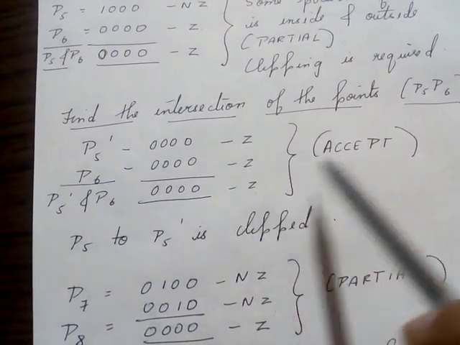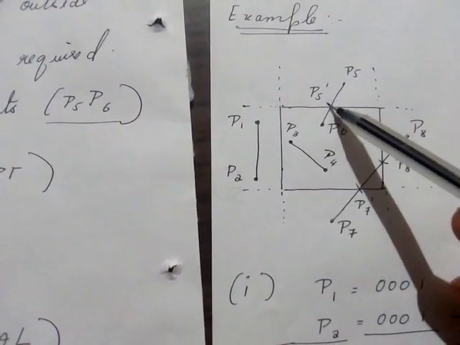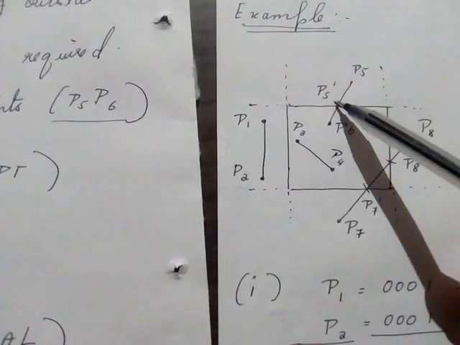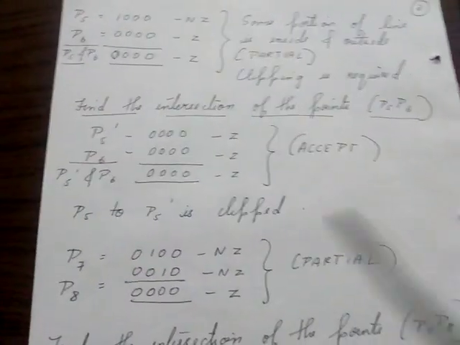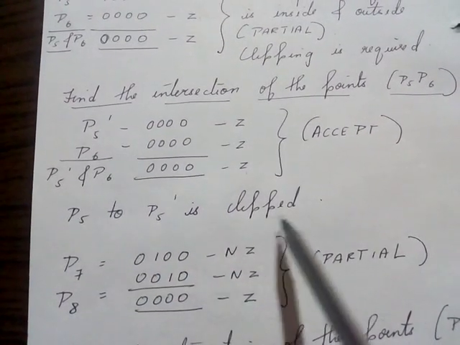So 0 0 0 0, you have to accept. Only this line will be displayed, that is the line from P5 dash to P6. P5 to P5 dash will be clipped. They are saying that P5 to P5 dash is clipped.